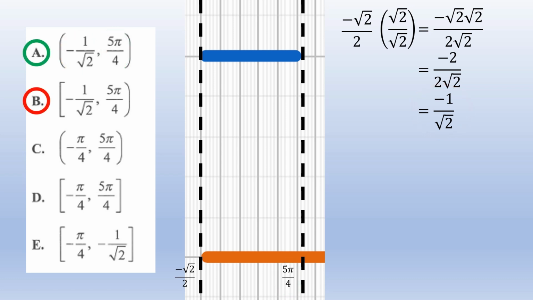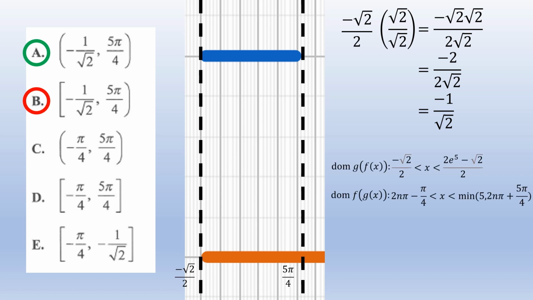Why not B? Well, it comes down to our inequalities. Notice how these are all non-inclusive? This means that the domain must also be non-inclusive. Thus, we're only going to use open brackets like in A.